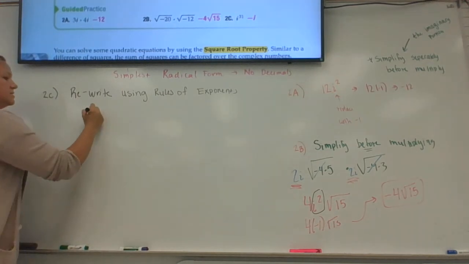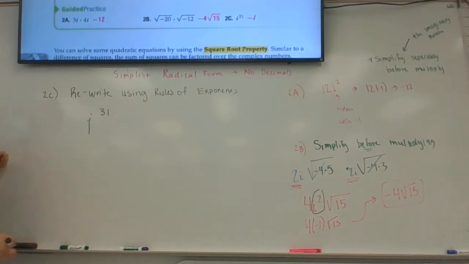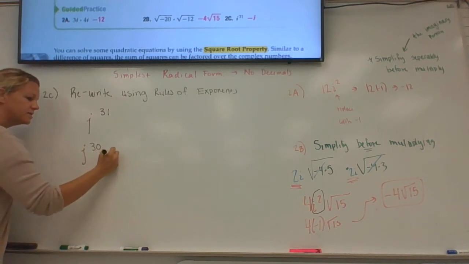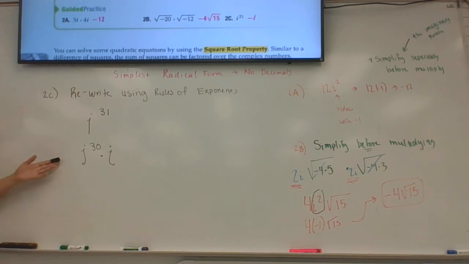Alright, so here this is just number tricks. Getting used to exponents and thinking about the power of rewriting numbers. So i to the 31st is the same as i to the 30th times i. Everybody agree that's i to the 31st? Is this the same as this? Or these are the same thing?